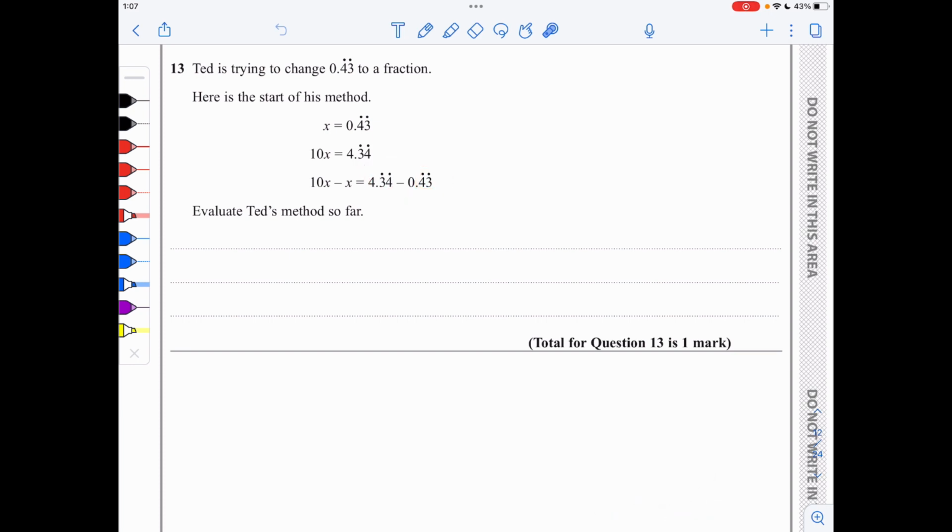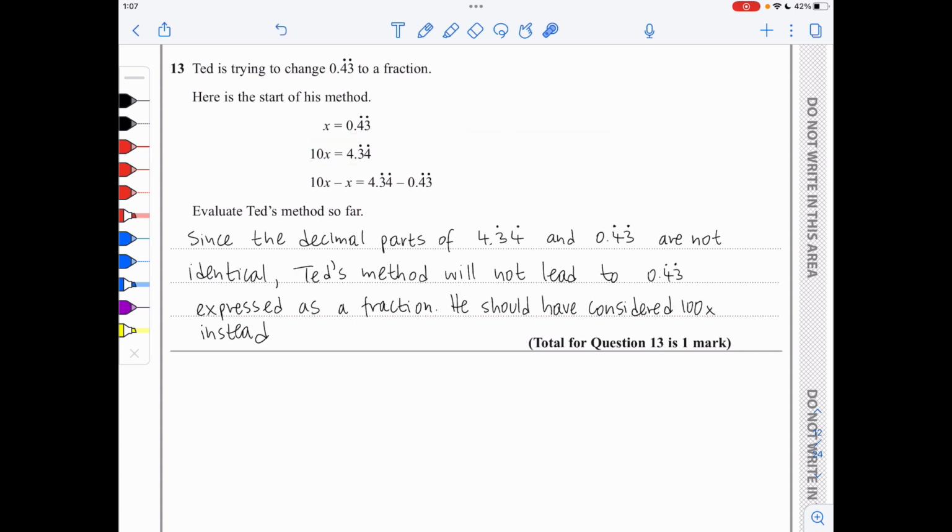Obviously this is not the case here, so we can say that his method is not going to lead to 0.43 recurring being expressed as a fraction, because the decimal parts are not the same. He would have obtained the right answer if instead of multiplying by 10 he multiplied by 100, because that would have been 43.43 recurring, and then these and these would have the same decimal part.